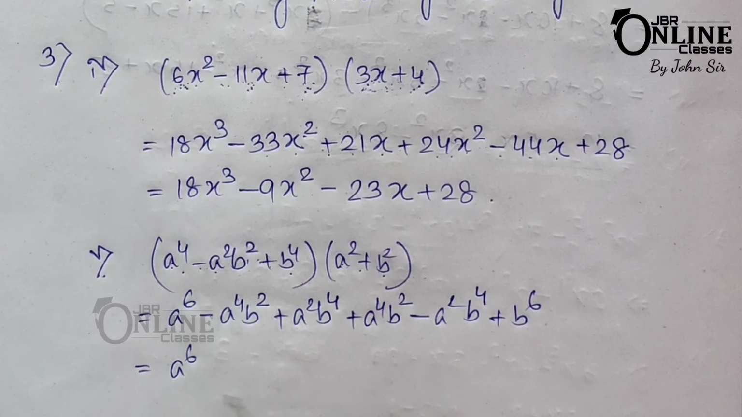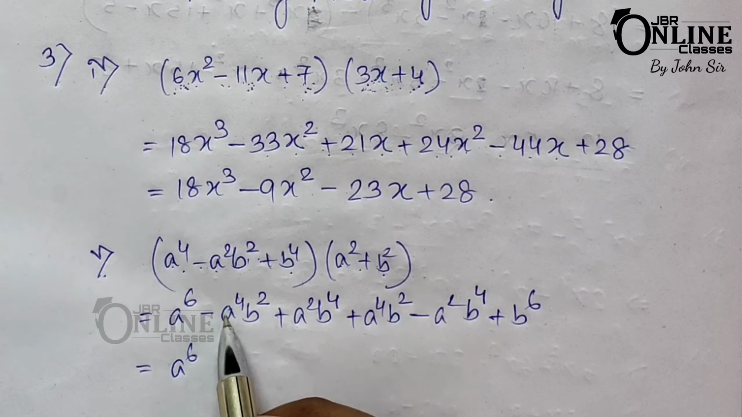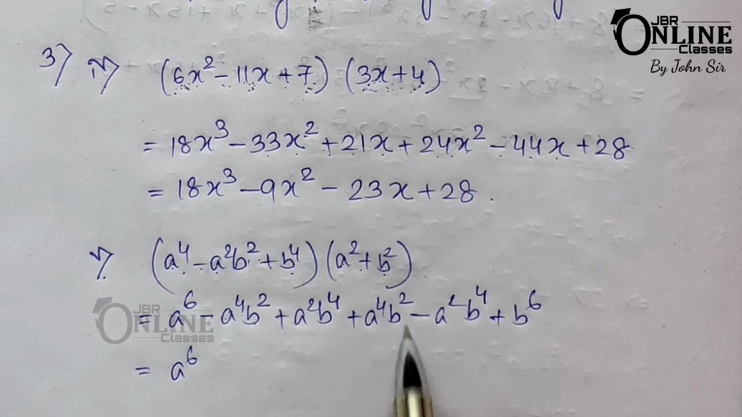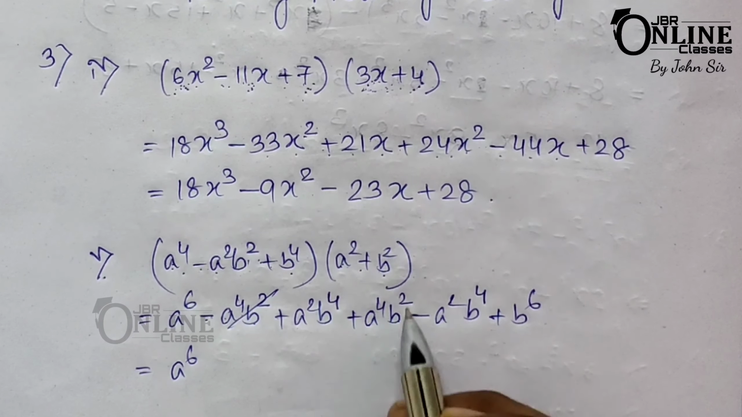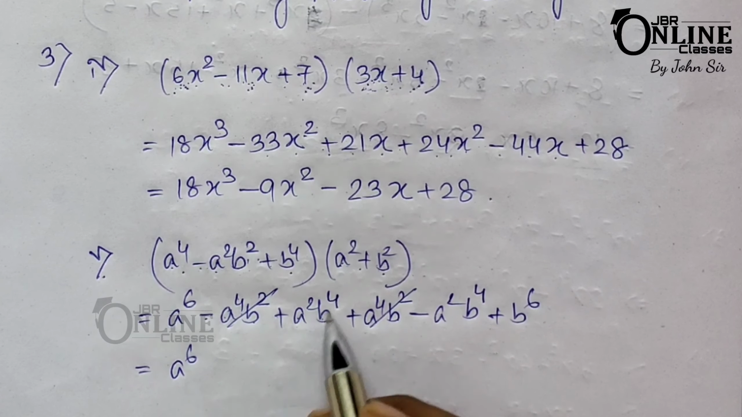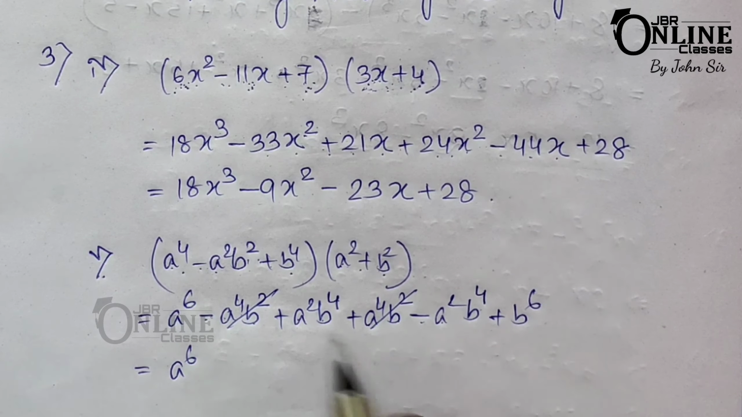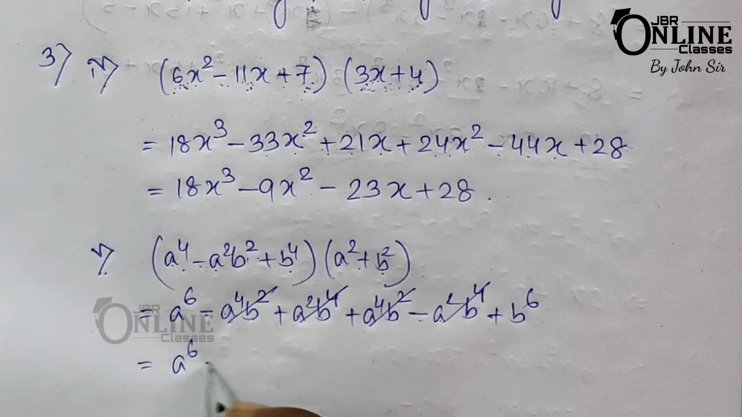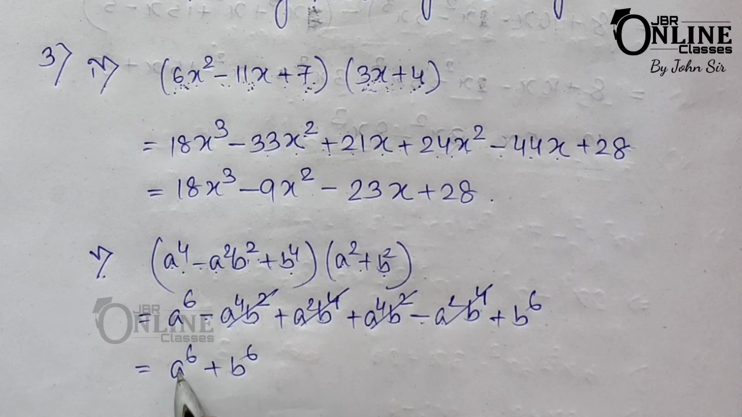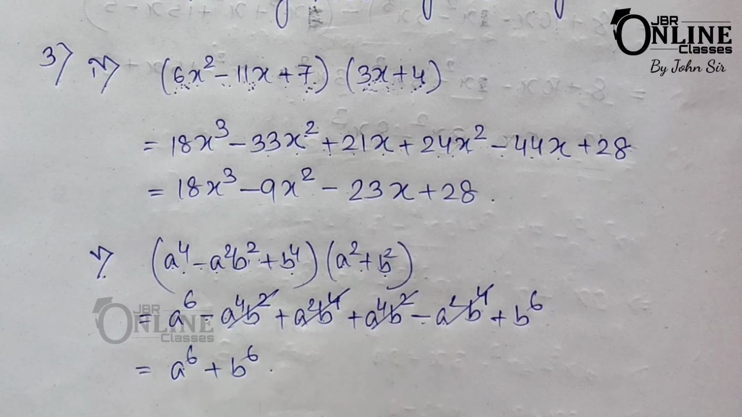So first write down a to the power 6. Now here a to the power 4 b square, and here minus a to the power 4 b square, so that cancels out. Next one, a square b to the power 4, here minus a square b to the power 4, also cancels out. So the last one is b to the power 6. So the final answer is a6 plus b6.